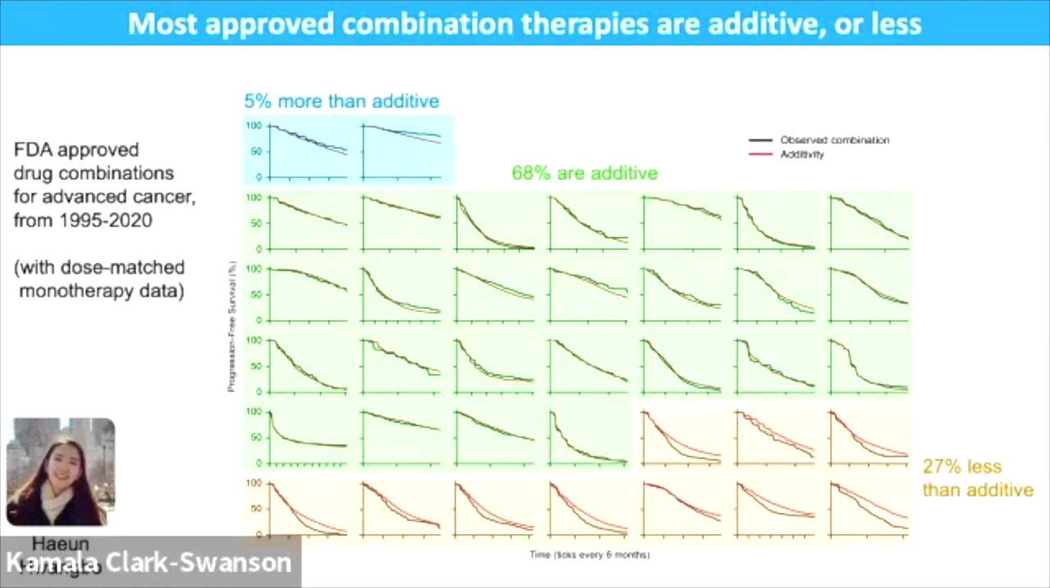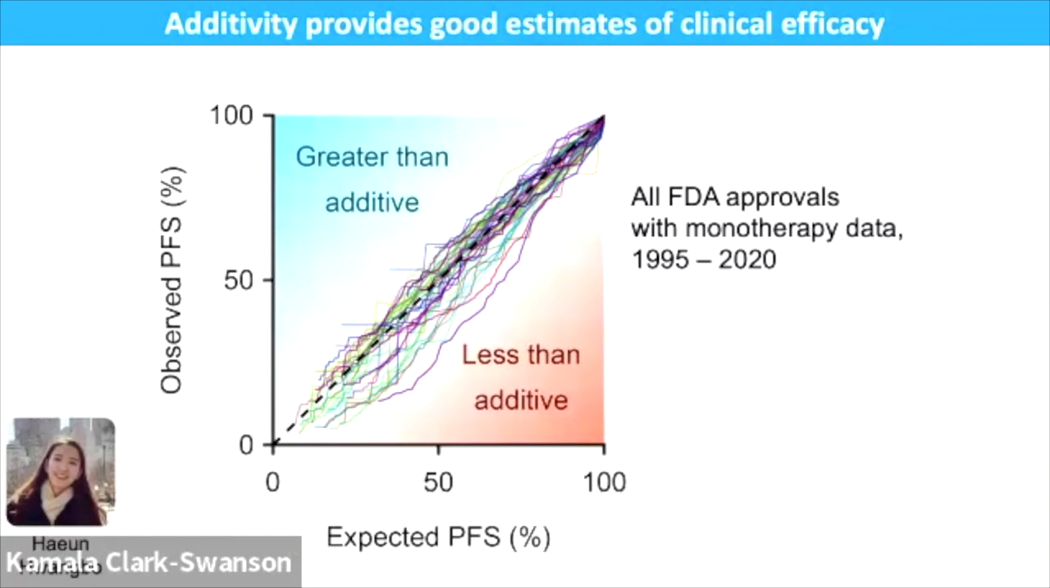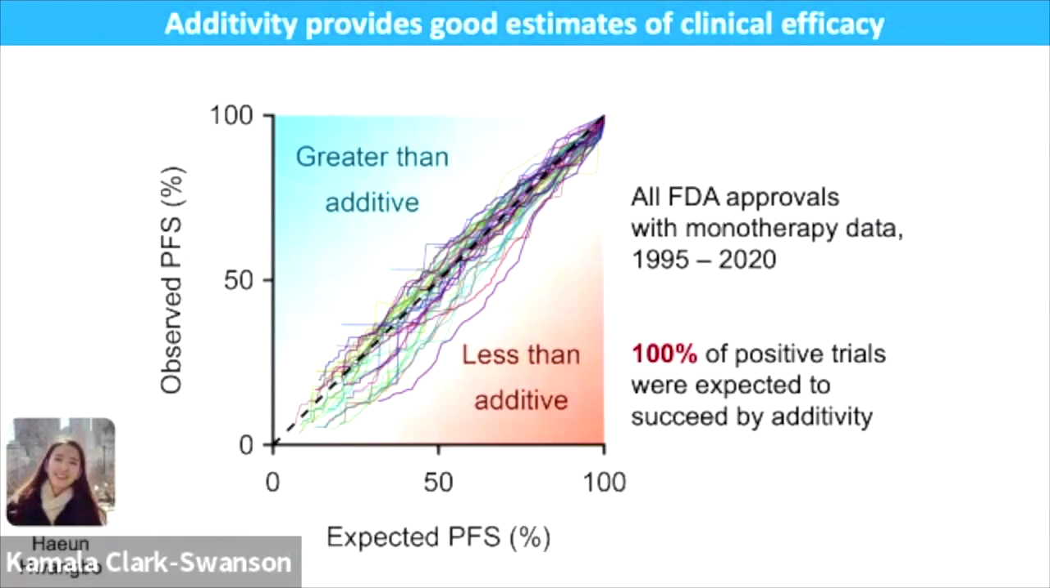5% of them were significantly more than additive. 95% were additive or less. Most of them in the green there are statistically indistinguishable from the additivity model. So we can also look at these as a scatter plot of observed versus expected effect. Every one of those Kaplan-Meier curves is replotted now, where if it's a straight line on the diagonal, it's doing exactly what the model predicts. The major source of error here is that some are less than additive, but it is still the case across 25 years of approvals that 100% of the approved drug combinations in this data set were predicted by this model to beat the control arm and produce a statistically significant improvement in PFS.